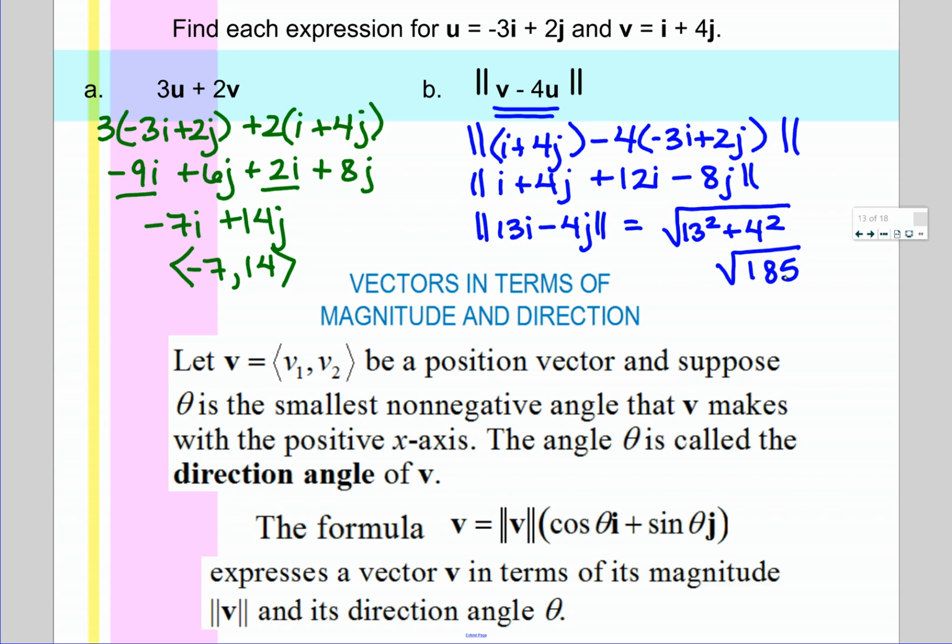Okay, so really similar to what we did just yesterday. I just wanted to show you what it would look like if there were i's and j's instead of the position vector brackets. Okay, questions on that?